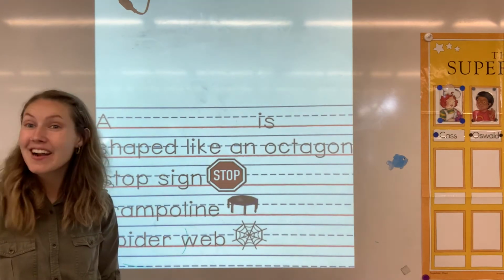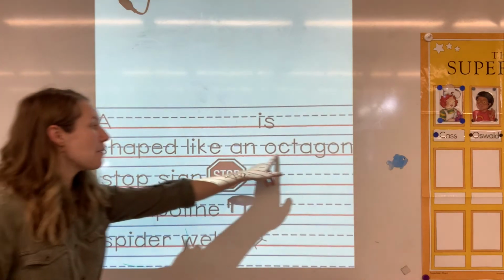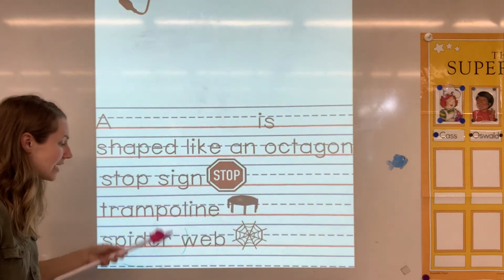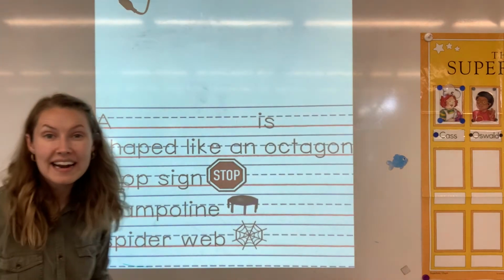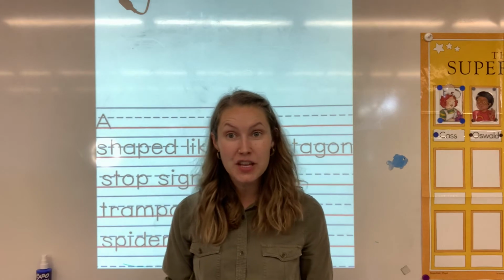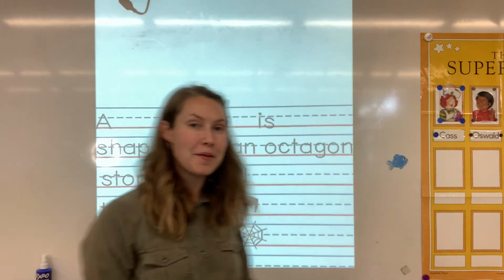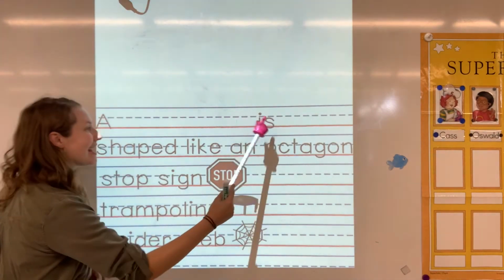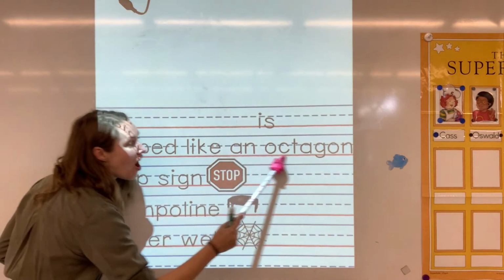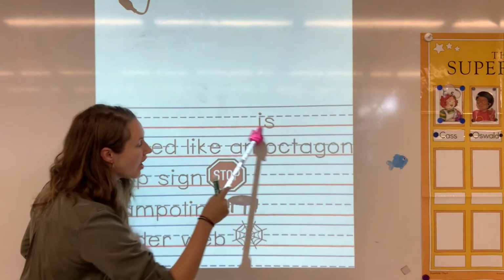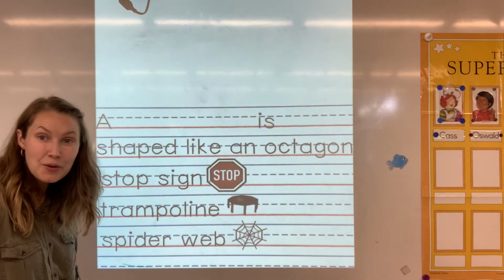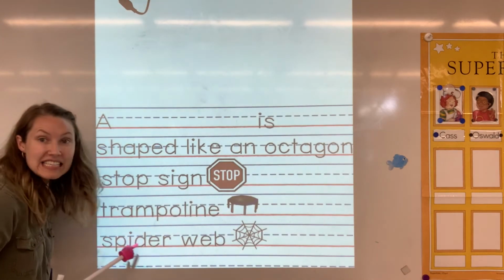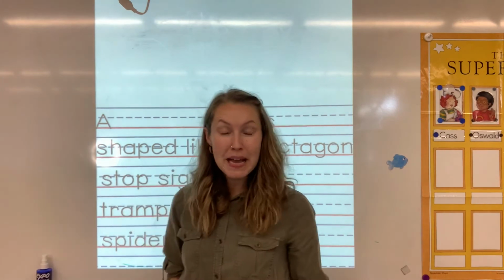Okay, so today for our shape study in our journal, we're going to be writing about octagons. I'll read you the sentence, and then we have 3 options that you could write about. Or if you know of something that's shaped like an octagon that you would prefer to write about, you can try that out as well. So I'm going to read you what we have already. A blank is shaped like an octagon. Here's our new word, an octagon. And the 3 things that I gave you as an example are a stop sign, a trampoline, or a spider web. So you can pick one that you want to write about.